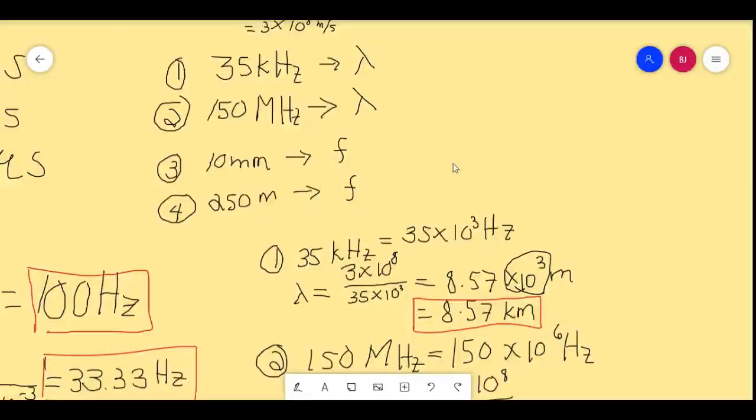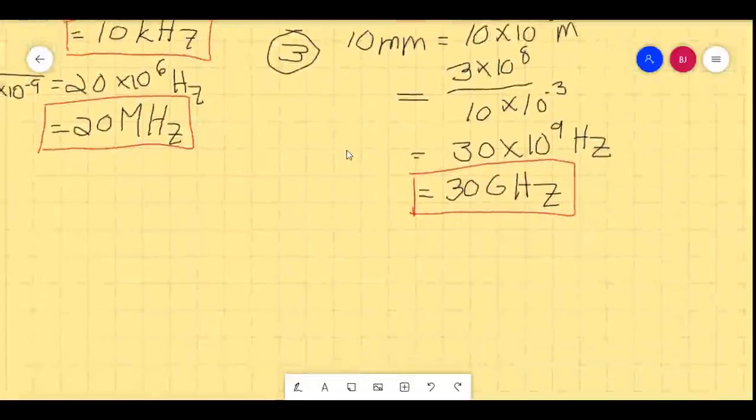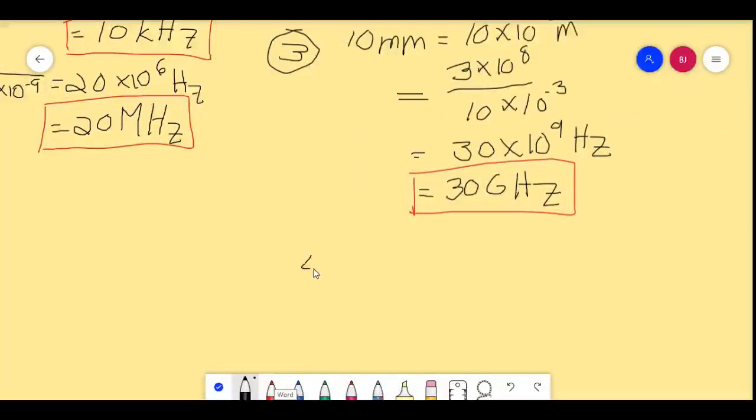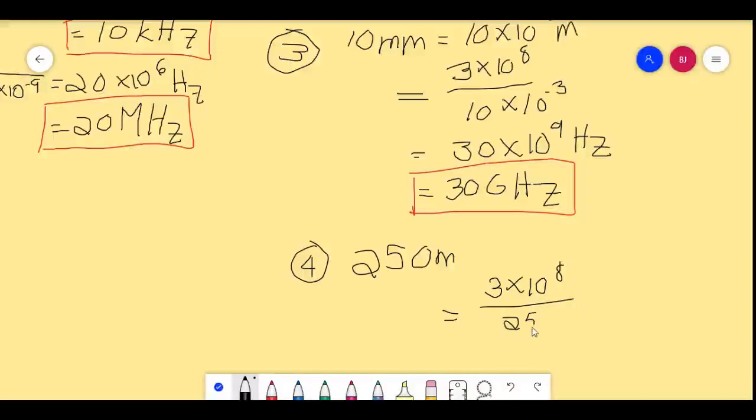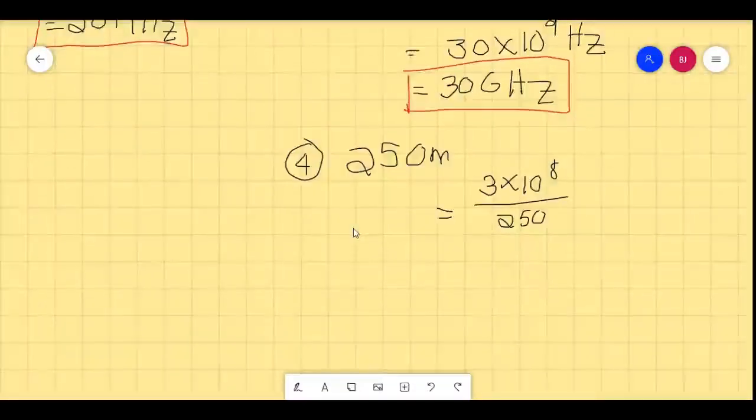So let's look at the last example, 250 meters to frequency. So number 4. Now the good thing about this problem is that this is already in standard notation, as we only have 3 digits and this does not have a prefix. So we can put this as is in our equation, which is of course speed of light, 3 times 10 to the 8 divided by 250. No exponents needed, as this is only 3 digits for the whole number.